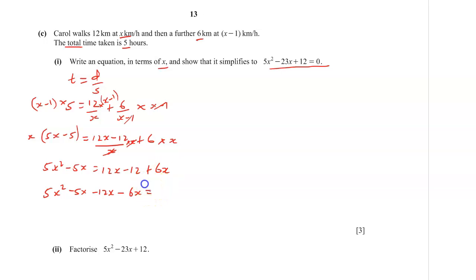So we can also take it to the other side, plus 12 is equal to 0. So this will give us 5x squared minus 23x, 23x it is, plus 12 is equal to 0. And this equation is the same as this equation right there. So we have shown that it simplifies to this equation.